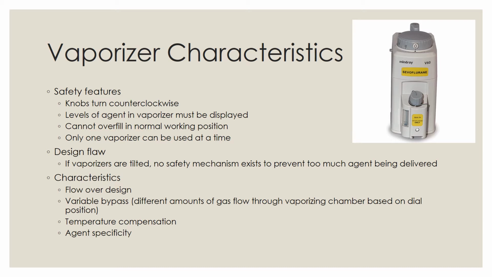They're all temperature compensated. That means that at a higher temperature where more agent evaporates, less fresh gas will flow through the vaporizing chamber, and at a lower temperature where less agent evaporates, more gas will flow through the vaporizing chamber to pick up more agent. So a constant amount comes out. And then all modern vaporizers are specific for one agent. So the sevoflurane vaporizer is only for sevo, the isoflurane vaporizer is only for iso.